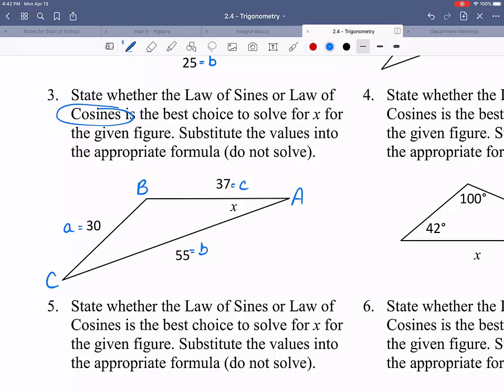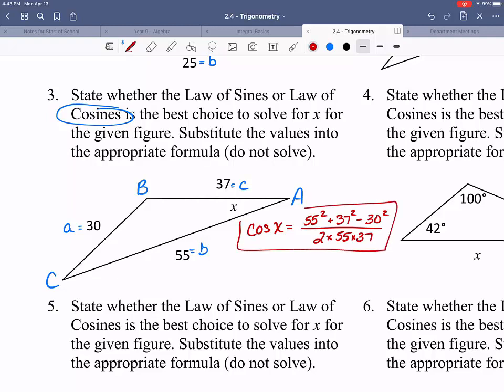Now, we need to use the formula that was back on the other page. I'm not going to pull it up. I happen to know what it is, so we're just going to go ahead and write it down. Cosine of x, or A, equals b squared, 55 squared, plus c squared, 37 squared, minus a squared, 30 squared, over 2 times side B, 55, times side C, 37. And there is your problem.